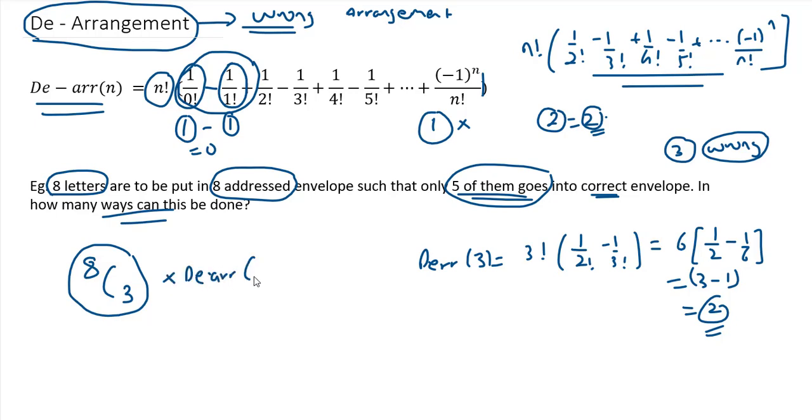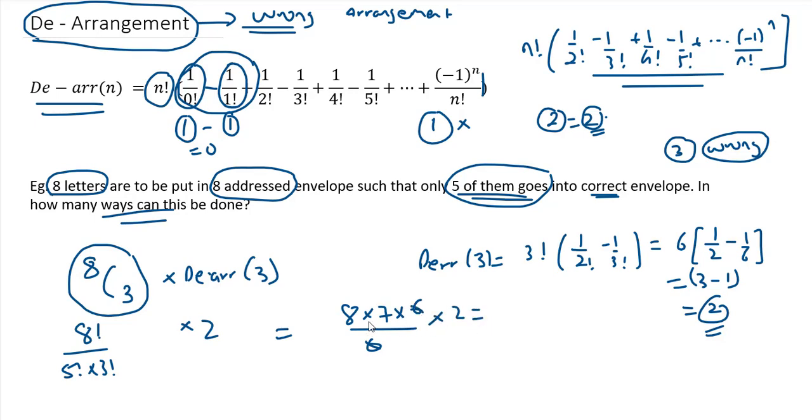We have to put them in the wrong envelope. So we'll find out the derangement of 3. So derangement of 3, as we have found out, came out to be equal to 2. 8C3 will be 8 factorial upon 5 factorial into 3 factorial, which will come out to be 8 into 7 into 6, the whole divided by 6. So 6 and 6 will cancel out and this thing has to be multiplied with 2. 8 7s are 56. 56 into 2 will be 112. So this task of putting 8 letters into 8 addressed envelopes such that 5 of them go into the correct envelope and 3 of them go into the wrong envelope can be completed in 112 ways.